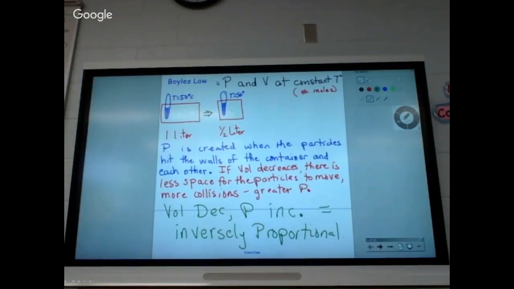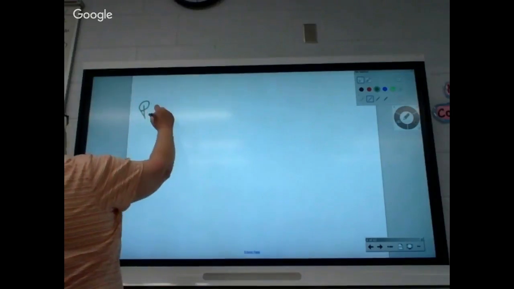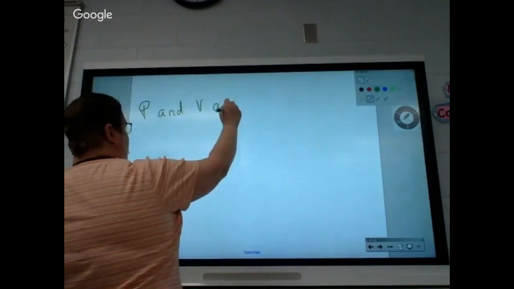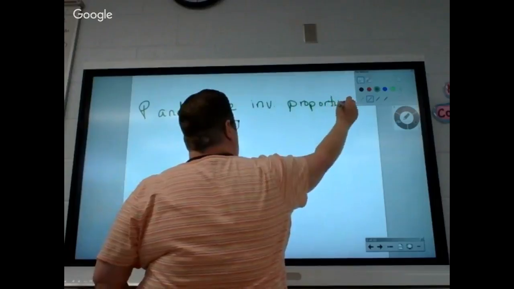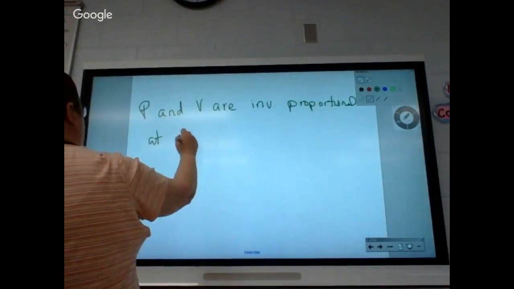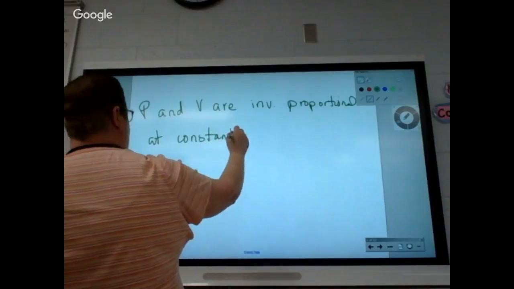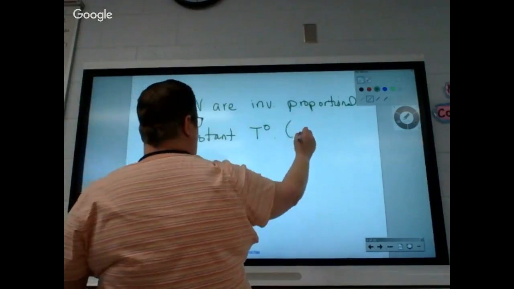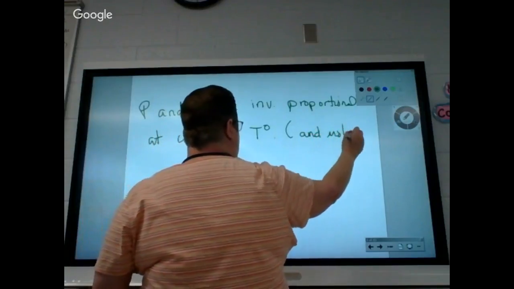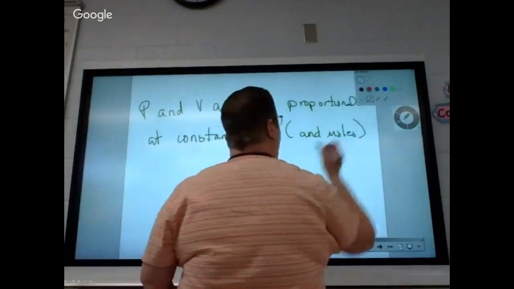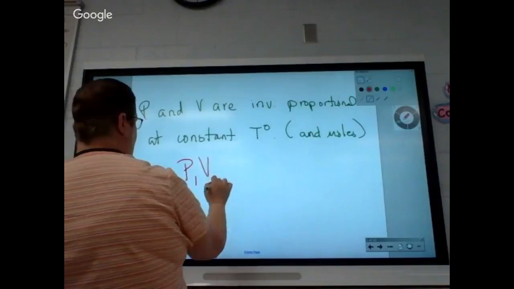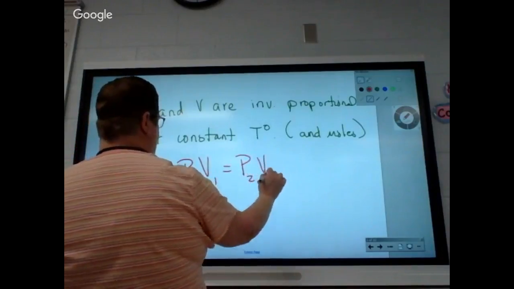All right, has everybody had a chance to catch up? Anybody still writing? No. All right, so Boyle's law says pressure and volume are inversely proportional at constant temperature. Now I'm going to write moles here in parentheses because I don't want anybody to think moles is changing. All right. Now, the formula that goes with this is P1 V1 equals P2 V2.